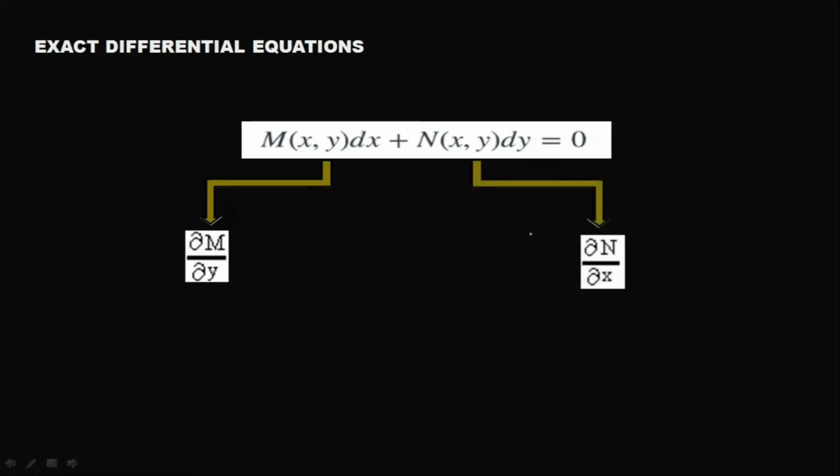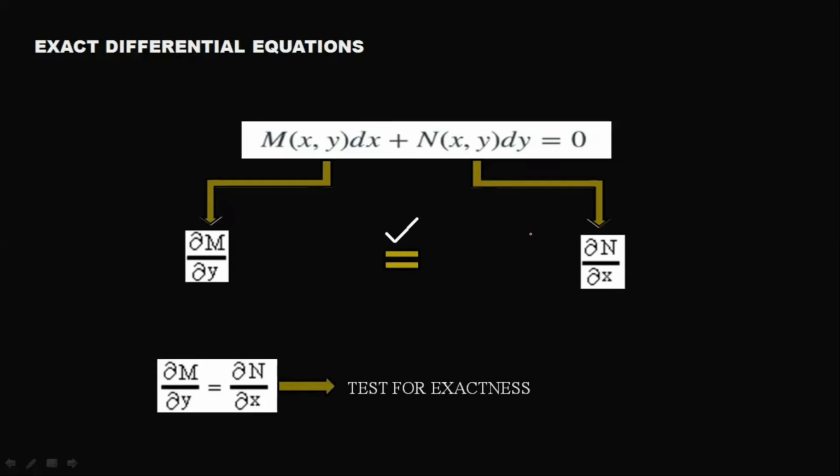So malalaman natin kung exact itong equation na to using the test for exactness. So kapag sinabing test for exactness, we will be using the partial derivatives to determine or test if a first order equation is exact or not exact. So as you can see, M is the coefficient of dx. So kapag ang multiplier niya ay dx, the partial derivative should be with respect to y. So kapag ang multiplier niya naman ay dy, the partial derivative should be with respect to x. So kapag yung partial derivatives ng both terms ay equal, then the differential equation is exact. And yan yung tinatawag nating test for exactness.